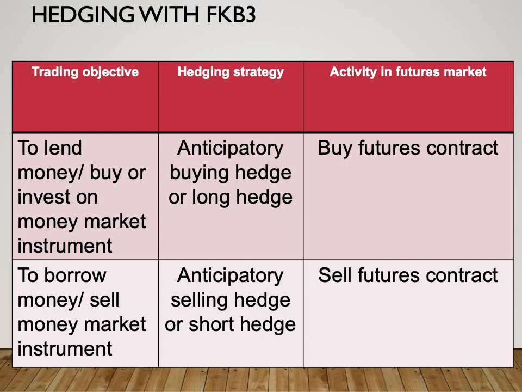Okay, the second type of hedging strategy is short hedge strategy or anticipatory selling hedge strategy. You use that strategy if you plan to borrow money in the future or you plan to sell your money market instrument in the future. For example, your company plans to borrow 100 million next month. So you can protect that transaction by using short hedge strategy. So if you use short hedge strategy, you need to sell futures contract today.